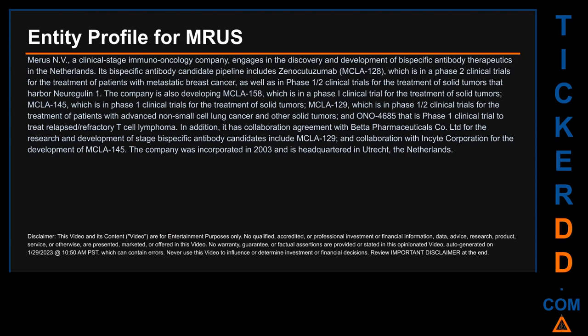The company is also developing MCLA-158, which is in a phase 1 clinical trial for the treatment of solid tumors, MCLA-145, which is in phase 1 clinical trials for the treatment of solid tumors, MCLA-129, which is in phase 1/2 clinical trials for the treatment of patients with advanced non-small cell lung cancer and other solid tumors, and ONO 4685 that is in a phase 1 clinical trial to treat relapsed, refractory T-cell lymphoma.